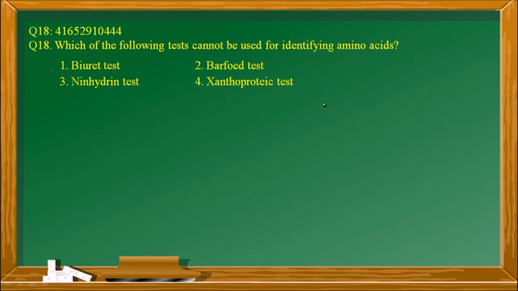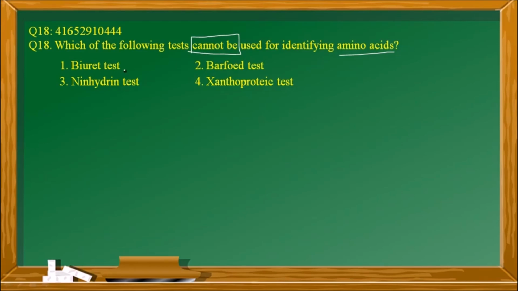Question number 18: which of the following tests cannot be used for identifying amino acids? Dear friends, amino acid identification tests. Just now we saw the ninhydrin test. So they are asking which cannot be used. Dear friends, again please follow these keywords. They are asking cannot be used. Yes, the ninhydrin test can be used, but they are asking which cannot be.